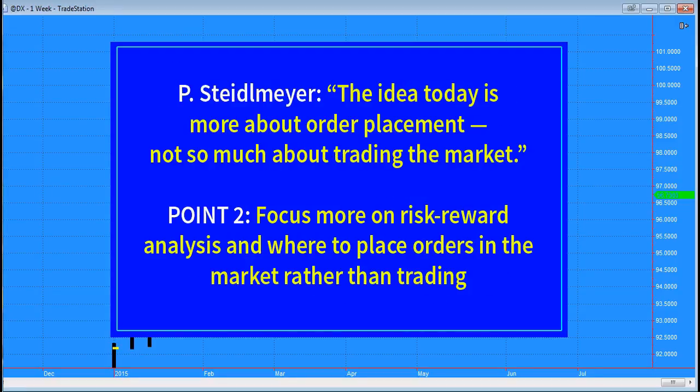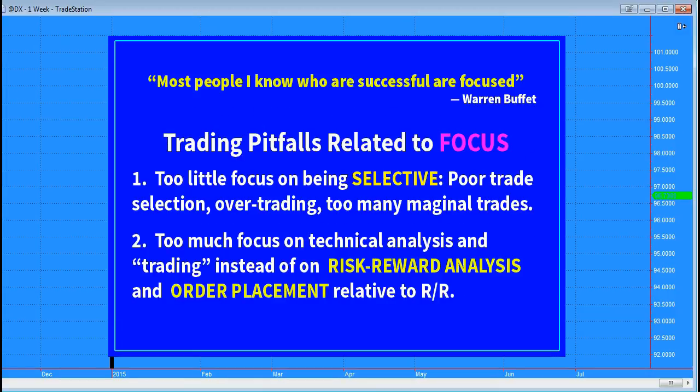The second point is related to something Peter Stottlemyre said in 2012. The idea today is more about order placement, not so much about trading the market. By the way, this is a man who is in his 6th decade as a master trader and innovator. So trade selection, risk-reward analysis, which is what defines order placement, is where all of your energy should be directed and focused.